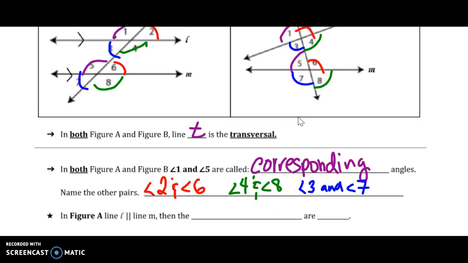So what we did learn at the end of Lesson 7 was that if the lines are parallel, like they are in Figure A, then the corresponding angles are congruent. So if we're given a diagram where 3 and 7, those angles were congruent, we would know that the lines are parallel.